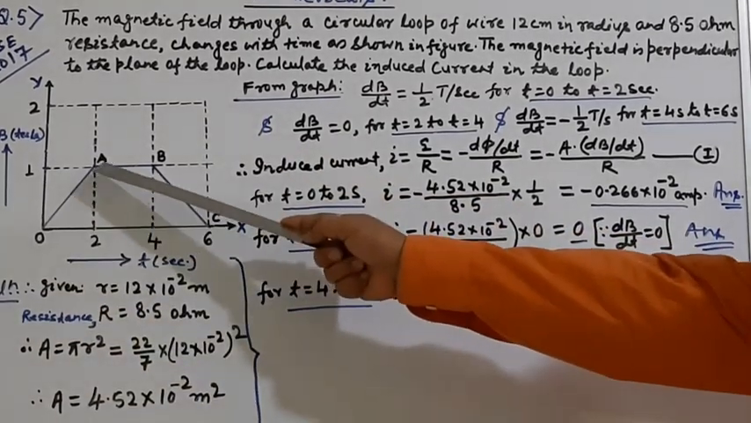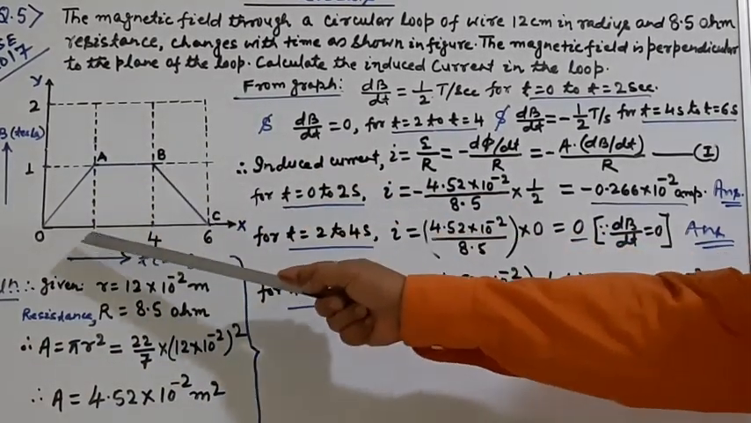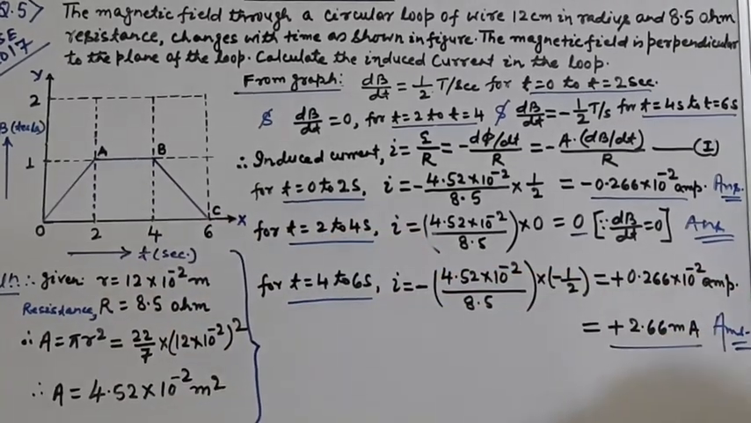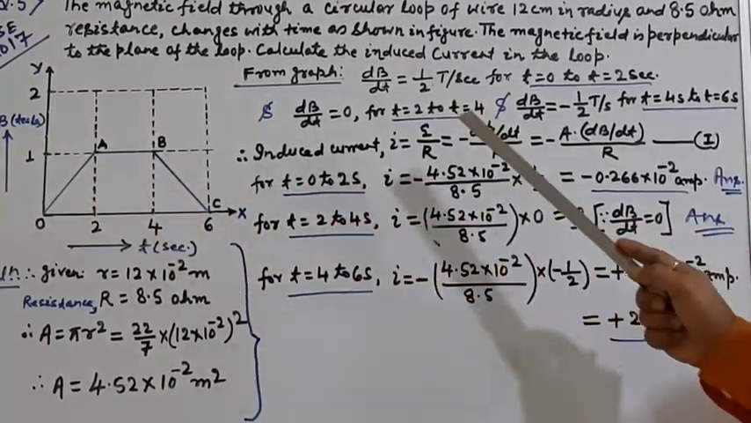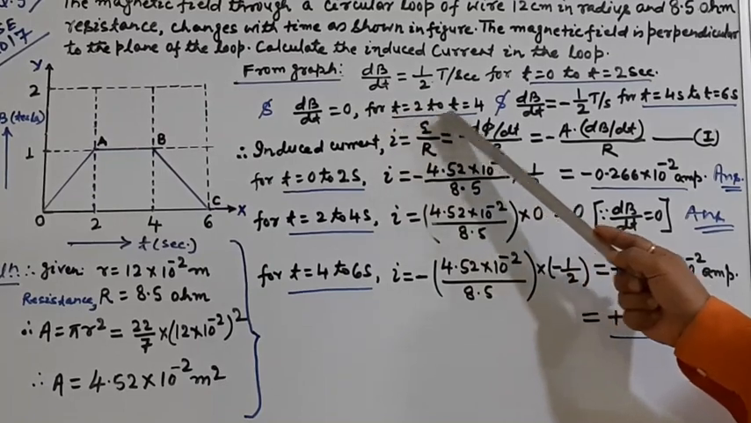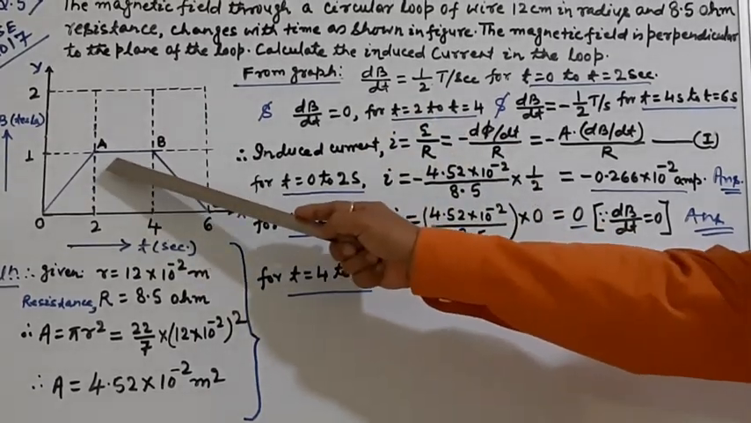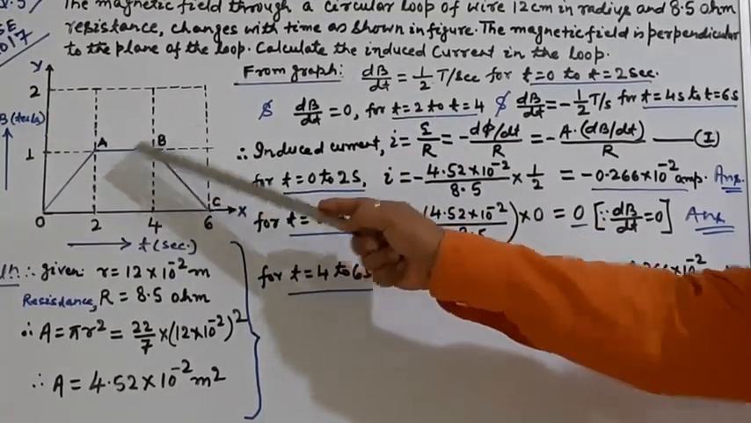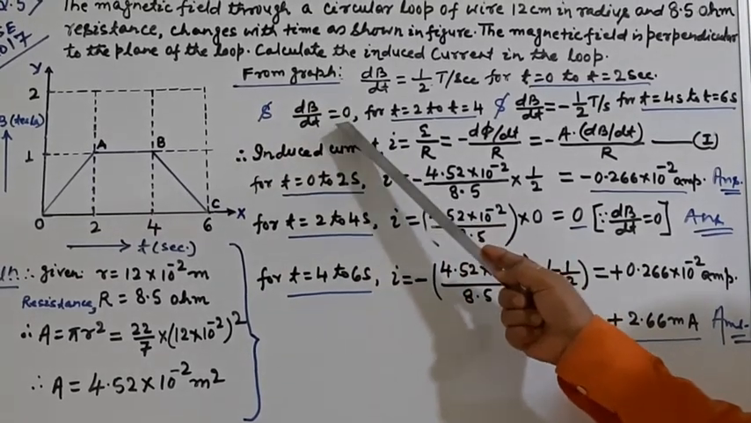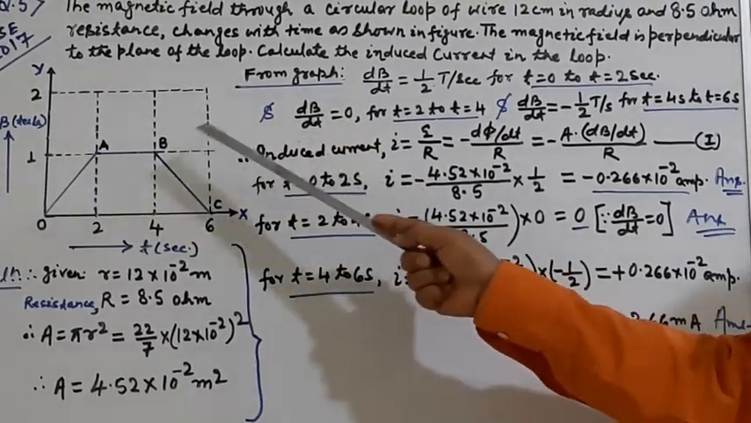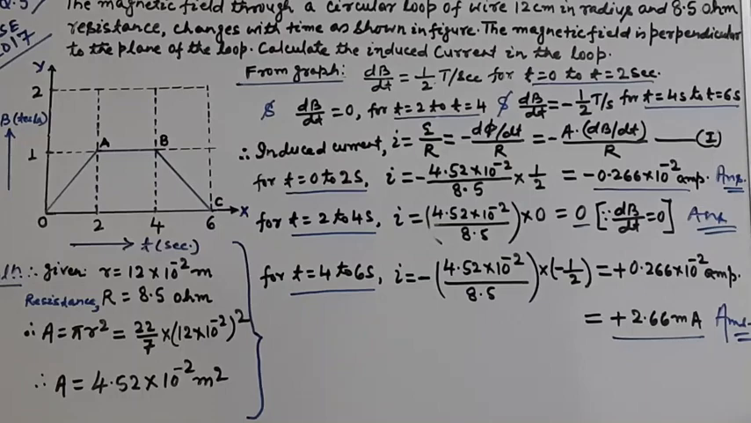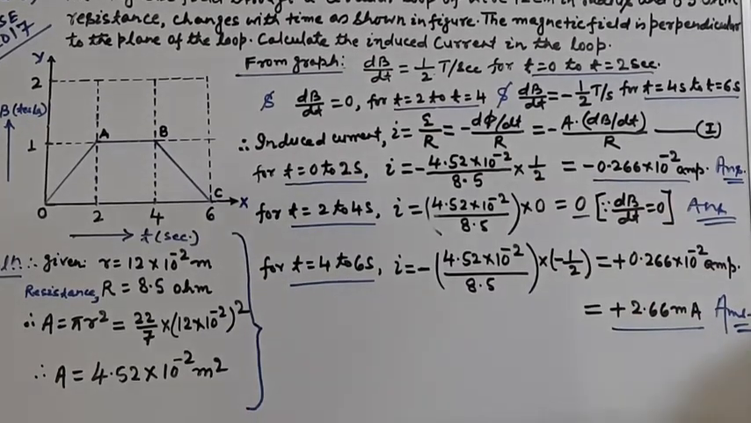Next, for the portion AB, it means time 2 seconds to 4 seconds. During this 2 seconds, t is equal to 2 to t is equal to 4, the magnetic field is constant, not changing. Therefore, dB by dt is equal to 0, because differentiation of any constant quantity is 0.